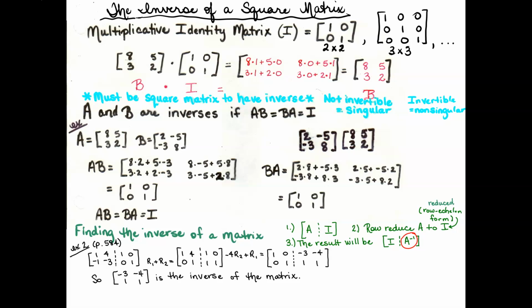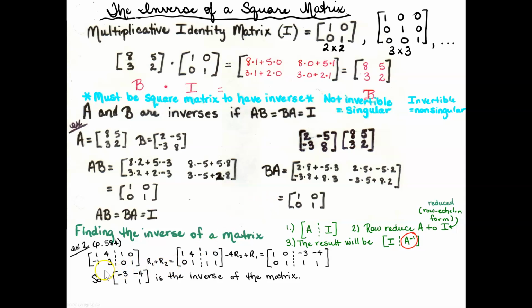The first way uses elementary row operations. So if you like those elementary row operations, you might like this method better. The other way uses a formula. So if you're more of a formula person, like please give me a formula and let me stick numbers in it, then you'll probably like the second way. But I'll show you both, and you can decide which one you like better.